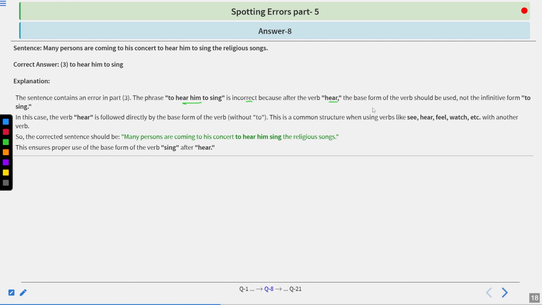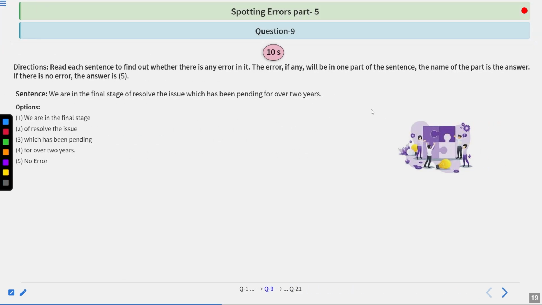I hope you have understood. Let's move to the next question. The sentence is, we are in the final stage of resolve the issue which has been pending for over 2 years. Options are given below. You have 10 seconds to spot the error.